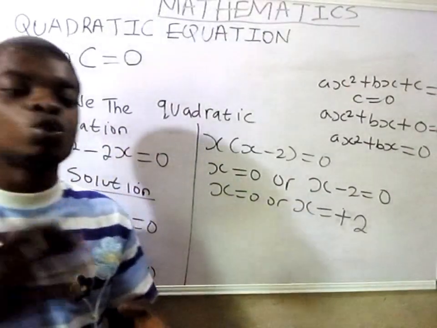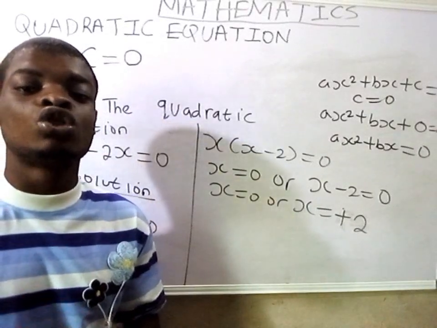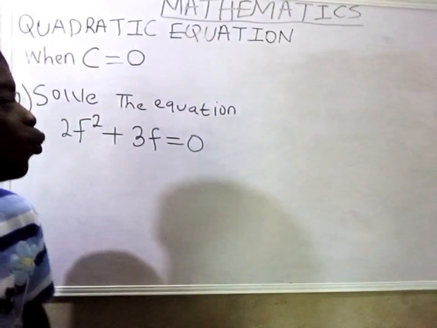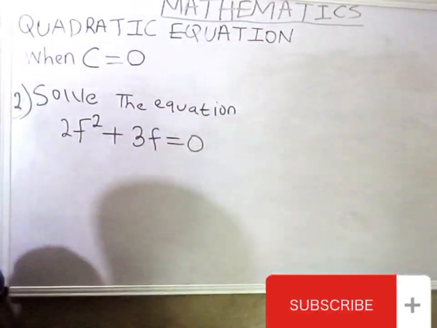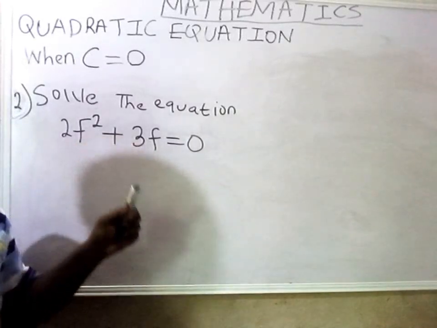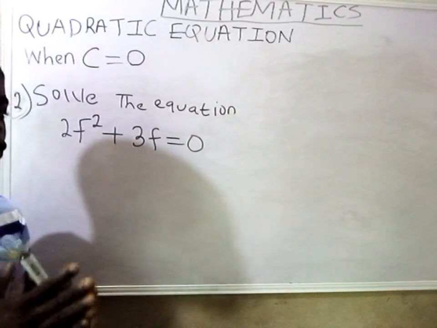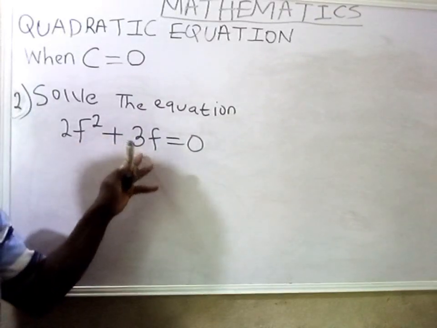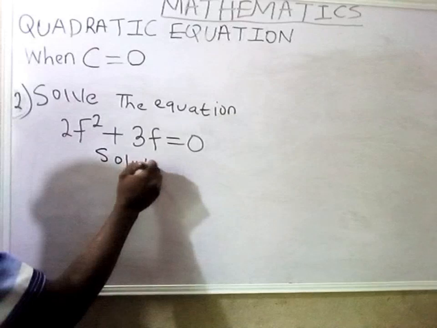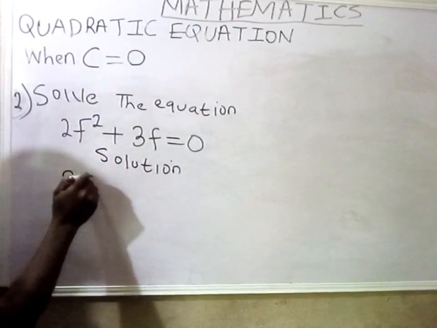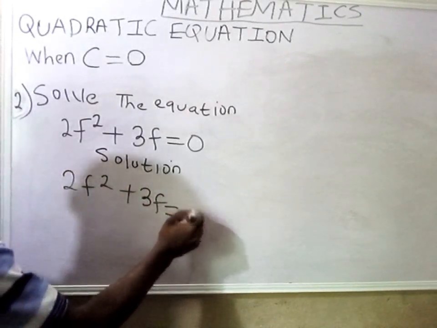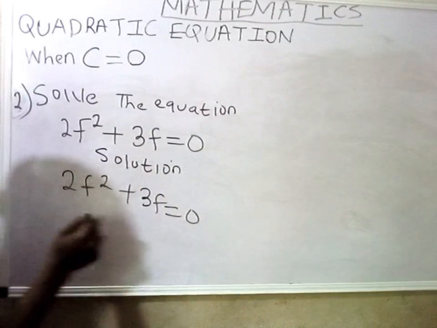So let's take question 2. Okay guys, this is question 2. We are asked to solve this given equation, and as you can see, question number 1 and number 2 are alike, but the difference is that the variables and the numbers are changed. So the solution: 2f squared plus 3f equals 0. As usual in question 1, we factorize.